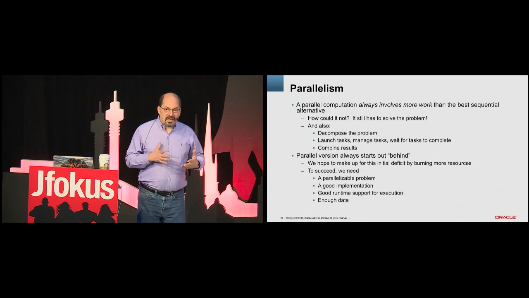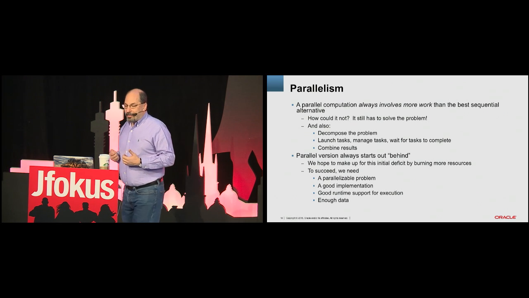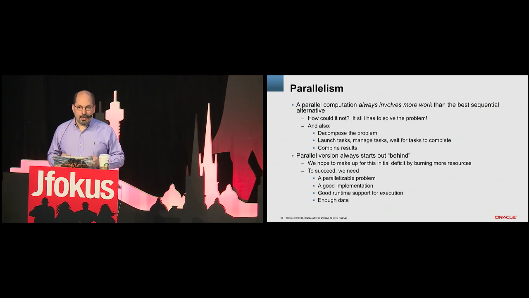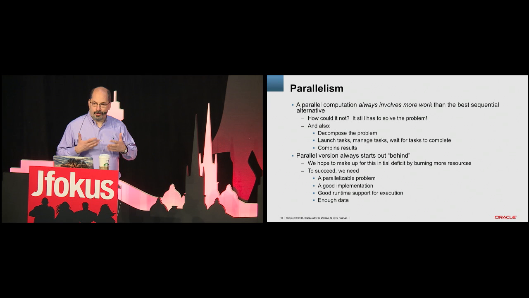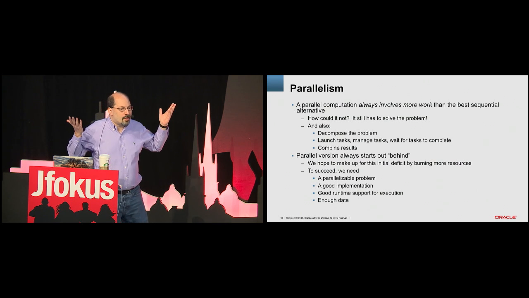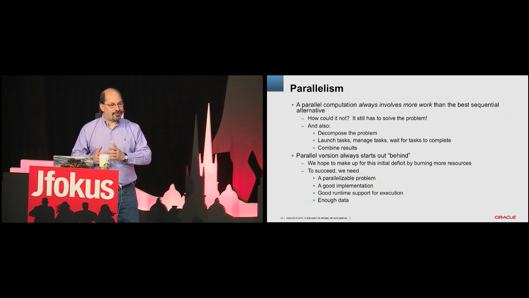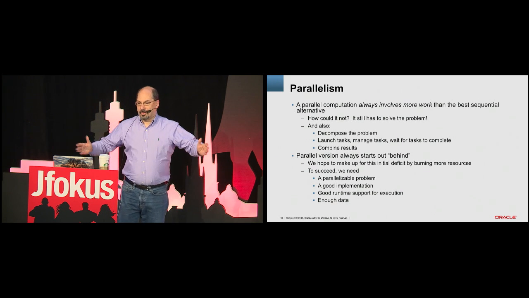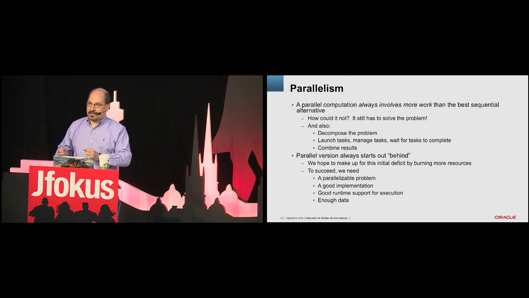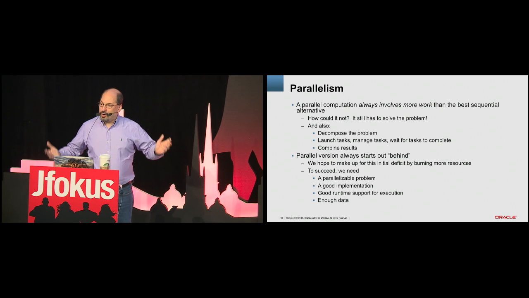So it stands to reason that a parallel computation is always going to be more work than the best possible sequential implementation for the problem you're solving, right? How could it be otherwise? You still have to solve the problem, and you have to do extra stuff. You have to divide the problem. You have to manage the tasks. Maybe you have to fork tasks off. Maybe you have to wait for the completion of tasks. Maybe you have to coordinate between them. Maybe you have to combine the results.